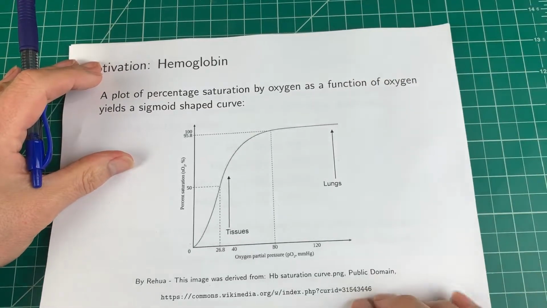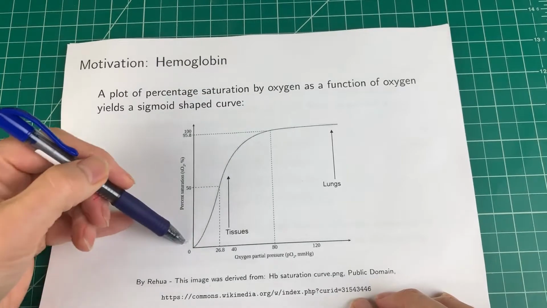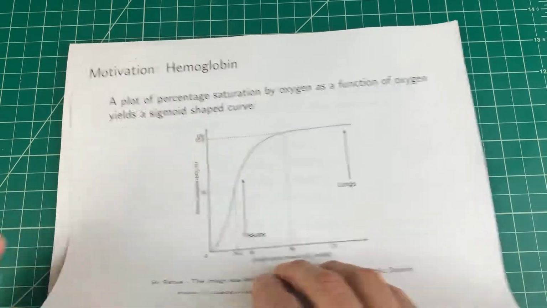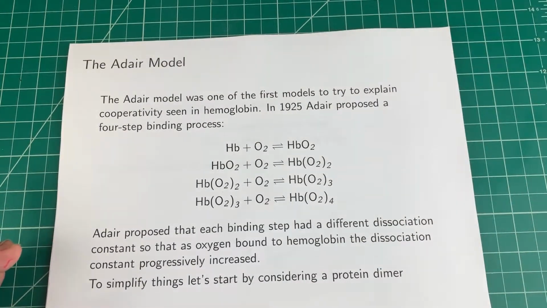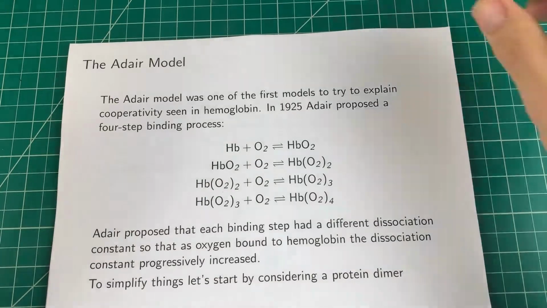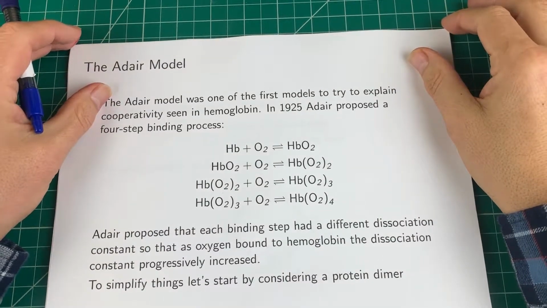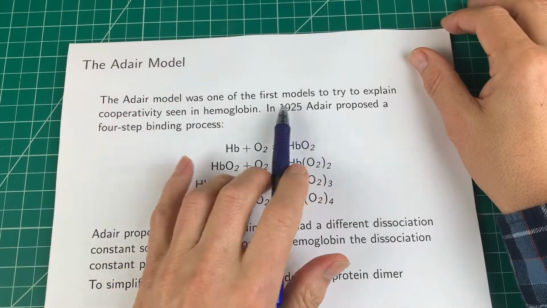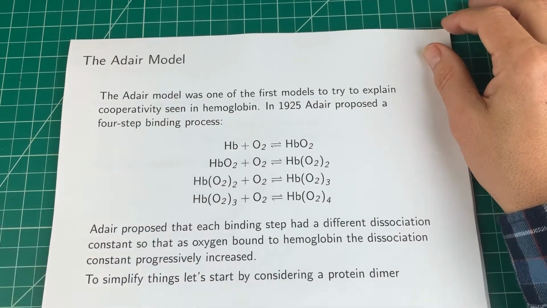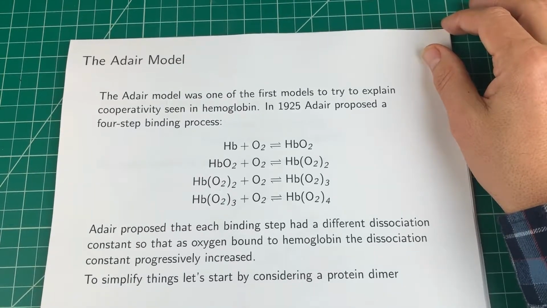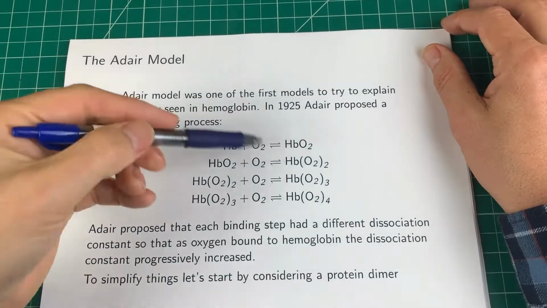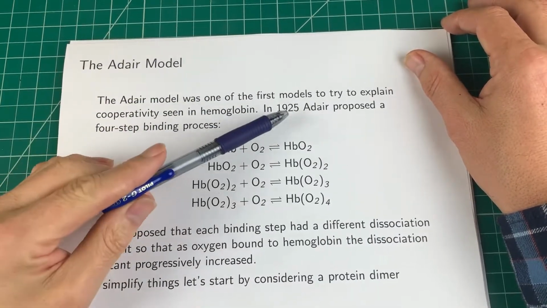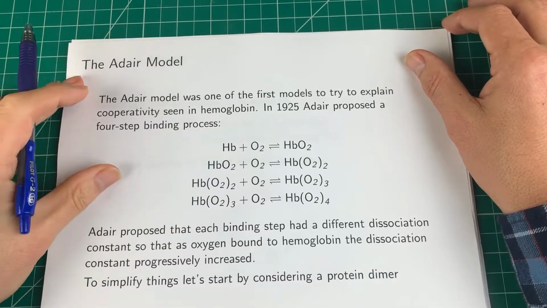Okay, so the question you want to ask is how does this come about? How is there a sigmoid response? How does hemoglobin generate a sigmoid response like that? Now this question has been around for at least almost 100 years, and the first serious model that tried to explain this sigmoid response was by Adair in 1925. There have been a couple of other models since then which are probably better, but this is a good one to look at because you can actually fit protein binding data to the Adair model quite well.